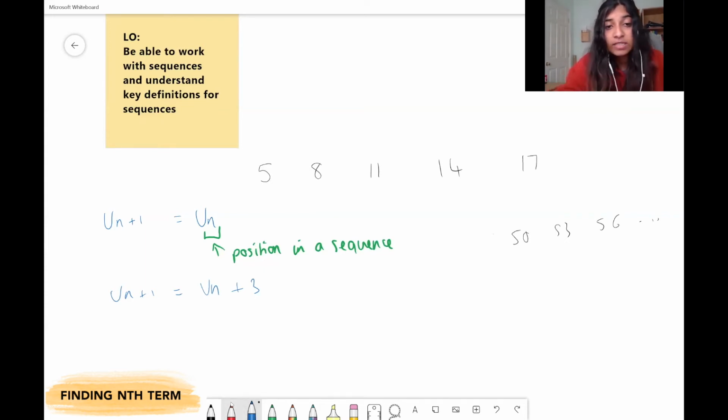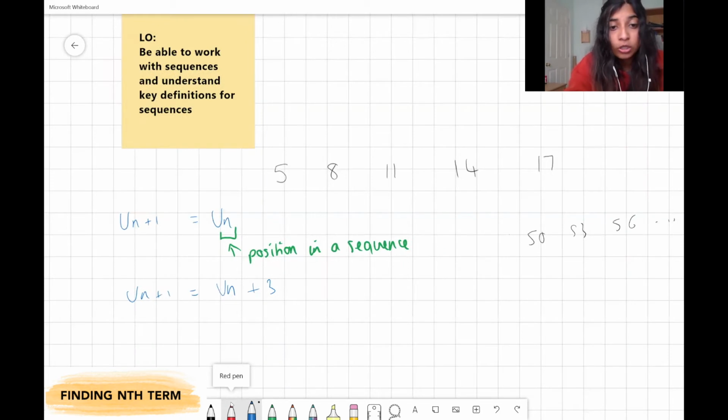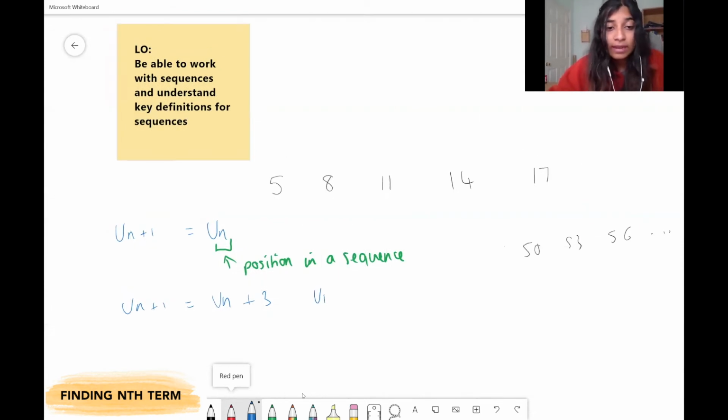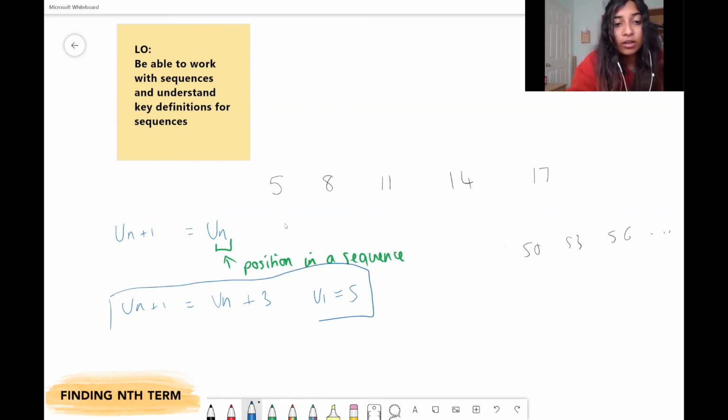So you specify u 1. n is the position in your sequence, so the first position in the sequence is just 5. So that's how you write a recurrence relationship.